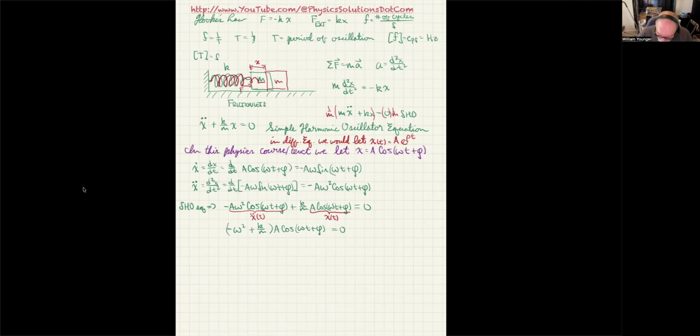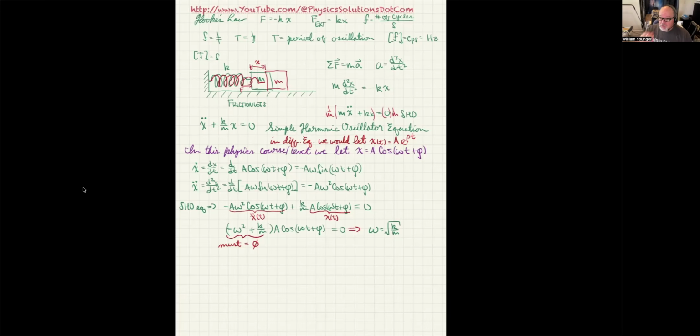Now, again, this has to be true for all time, so I can't make this 0 by forcing the value of cosine omega t to be something. So in fact, I have to force this other part to be equal to 0. So this part must equal 0. And because of that, we get omega, and it could be plus or minus, but by convention we're just going to say it's the positive square root of k over m. So that's what omega actually is.